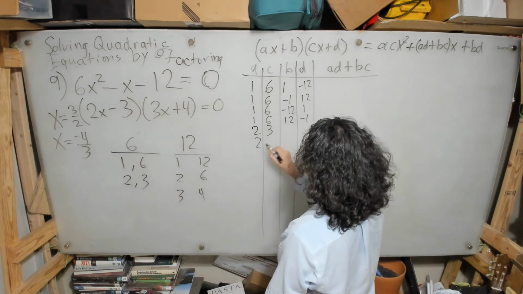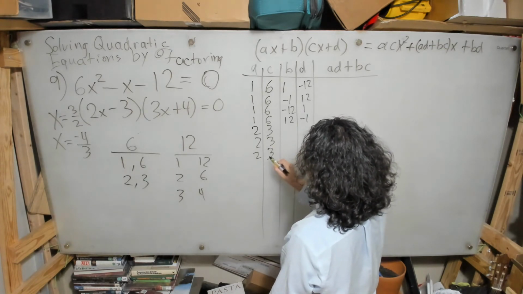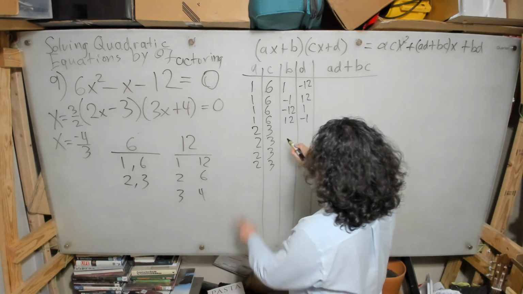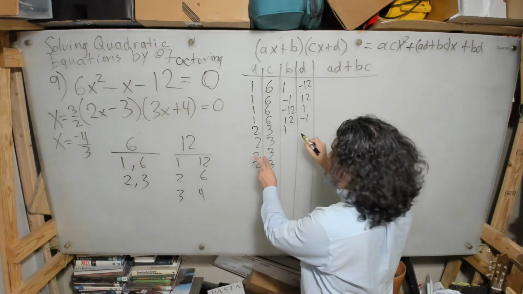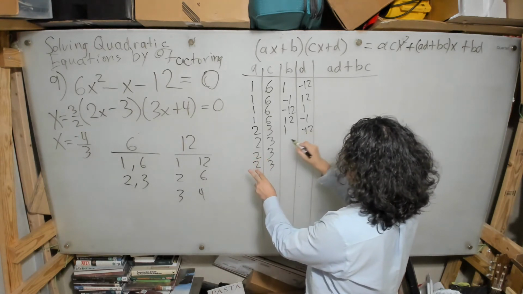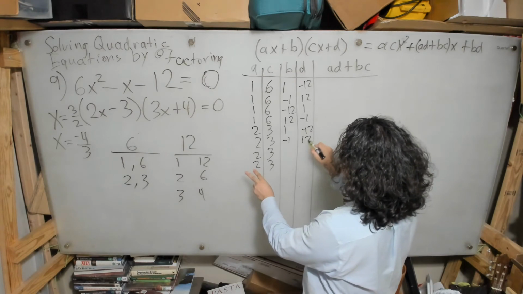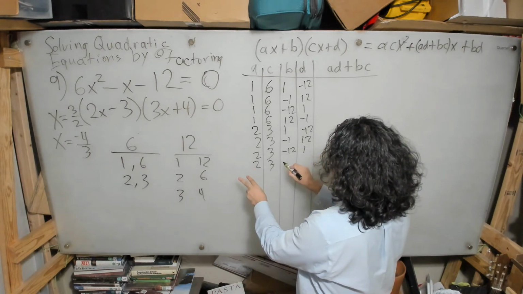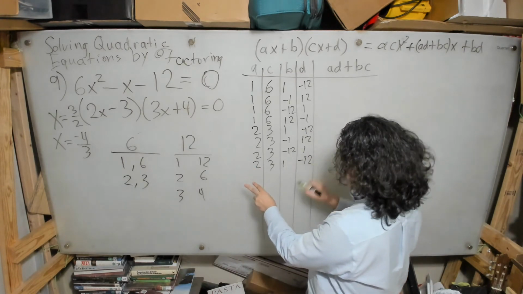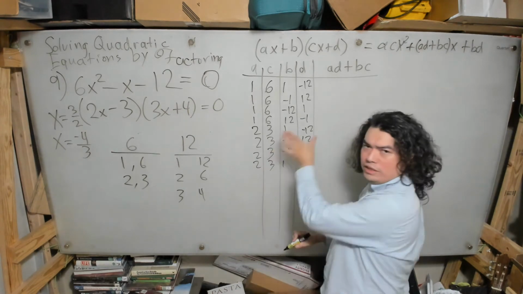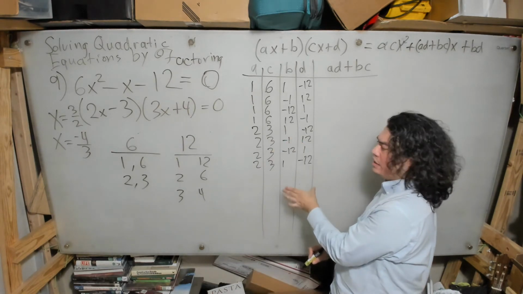2, 3, 2, 3, 2, 3, and it's going to be 1, negative 12; negative 1, 12; negative 12, 1; 1, negative 12. And then we're going to continue. If you notice, I'm continuing the pattern to be systematic.